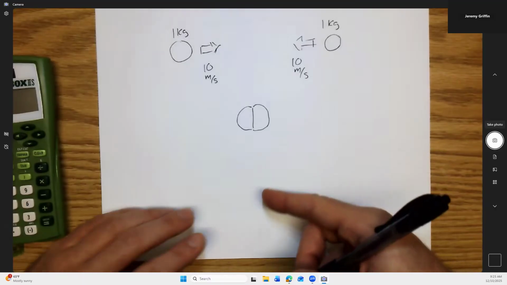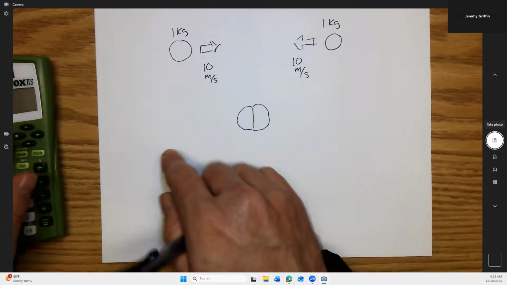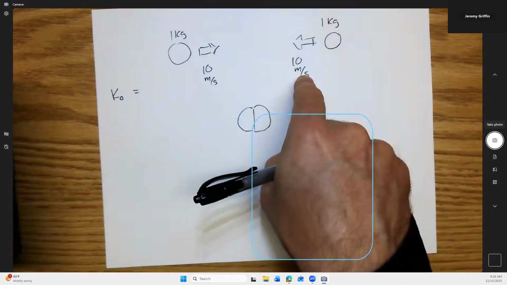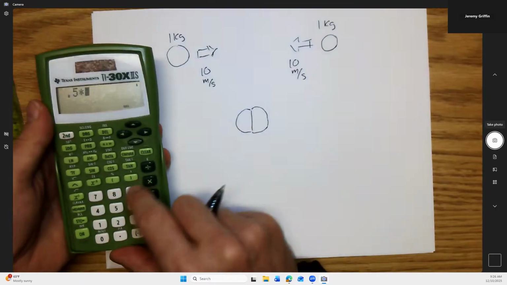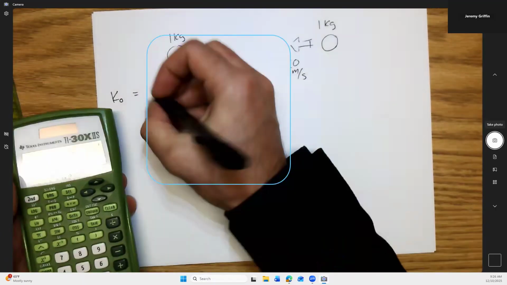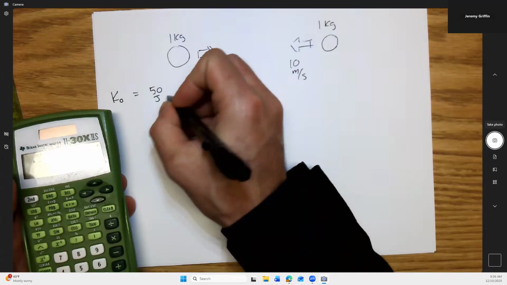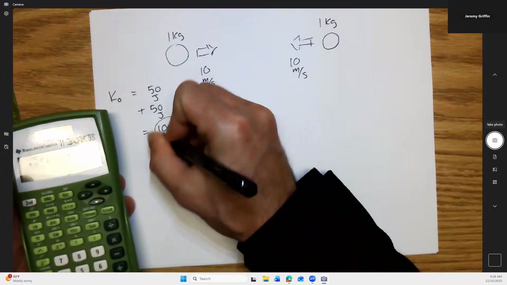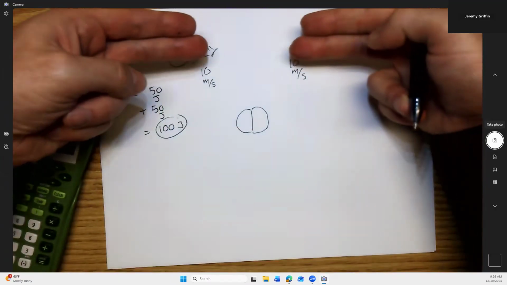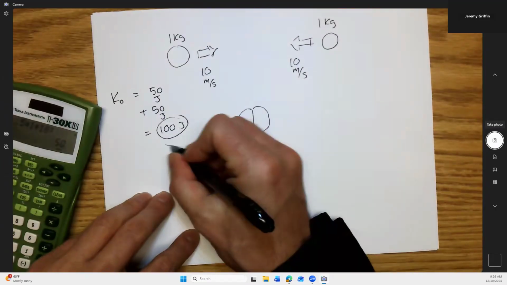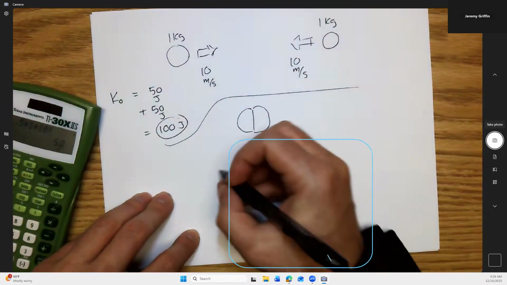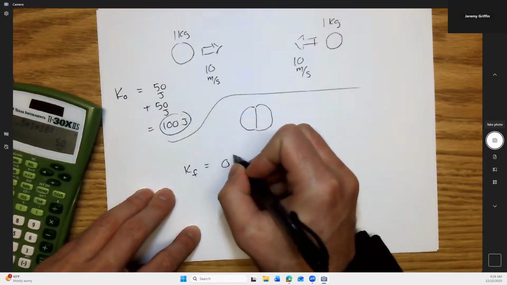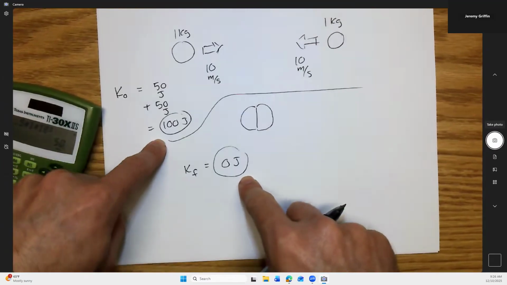Now, the question though is about energy. What is the initial kinetic energy? Well, it would be 1/2 mv squared plus 1/2 mv squared. That's 50 joules from this one plus 50 joules from this one is 100 joules altogether. So right now there's 100 joules in the system. They stick together. What's the final kinetic energy? 0 joules, because there's no motion. You see how it went from 100 down to 0 joules?